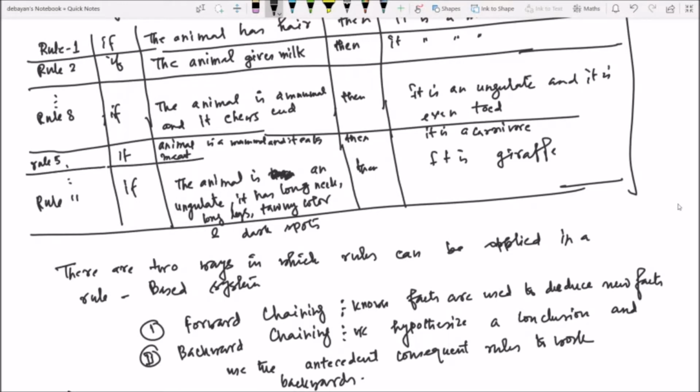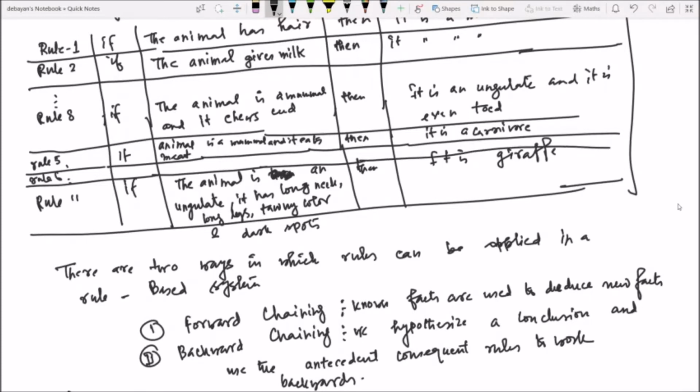And there is another rule you can define, rule 6: if the animal is a mammal, it has pointed teeth, it has claws, and eyes point forward, if these properties are satisfied, then we can say it is a carnivore.